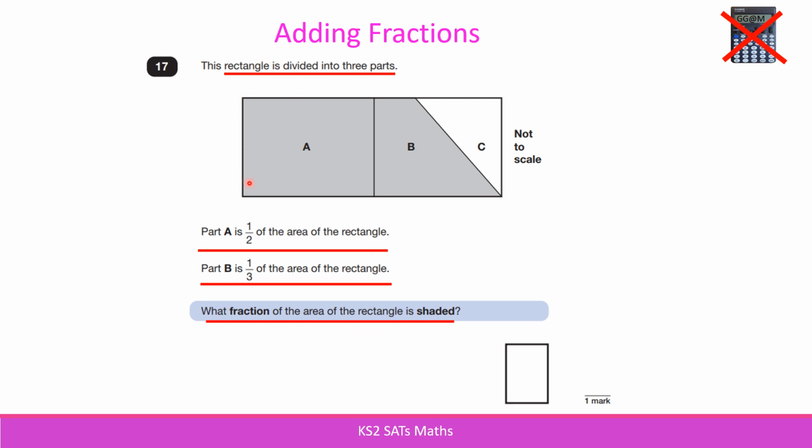Now the question wants you to find the fraction of the area of the rectangle that is shaded. So it wants to know the total area of A and B. You've got to add together your two fractions and leave your answer as a fraction, and it needs to be written in this box for 1 mark in the exam.